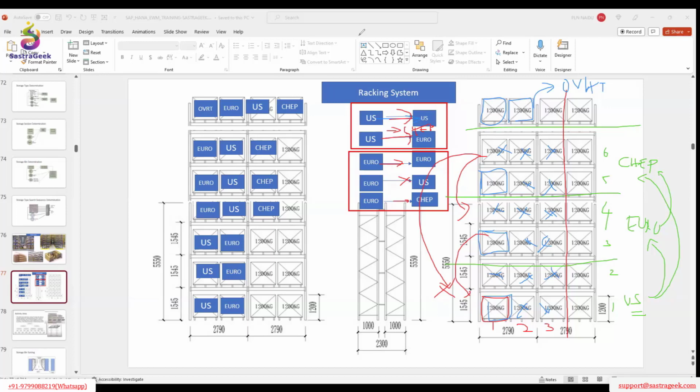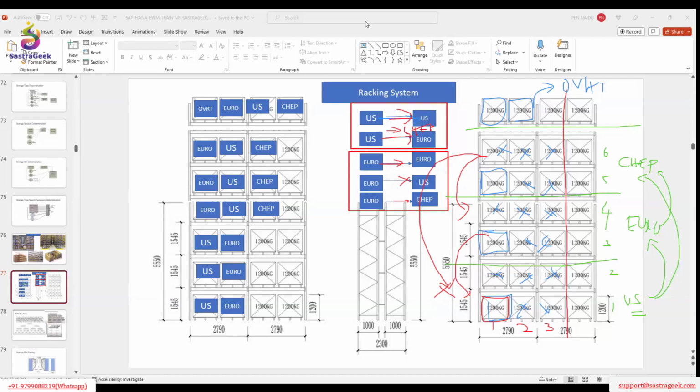And also the alternative bin type. All the design we have done is a bin type determination. So the 4 products we have created are assigned to the bin types. The objective now is the 5 products we created: 1 product should go to US pallet, the 2nd should go to the Euro, the 3rd one to CHEP, and the 4th one to the over height. That's what I believe we have done.